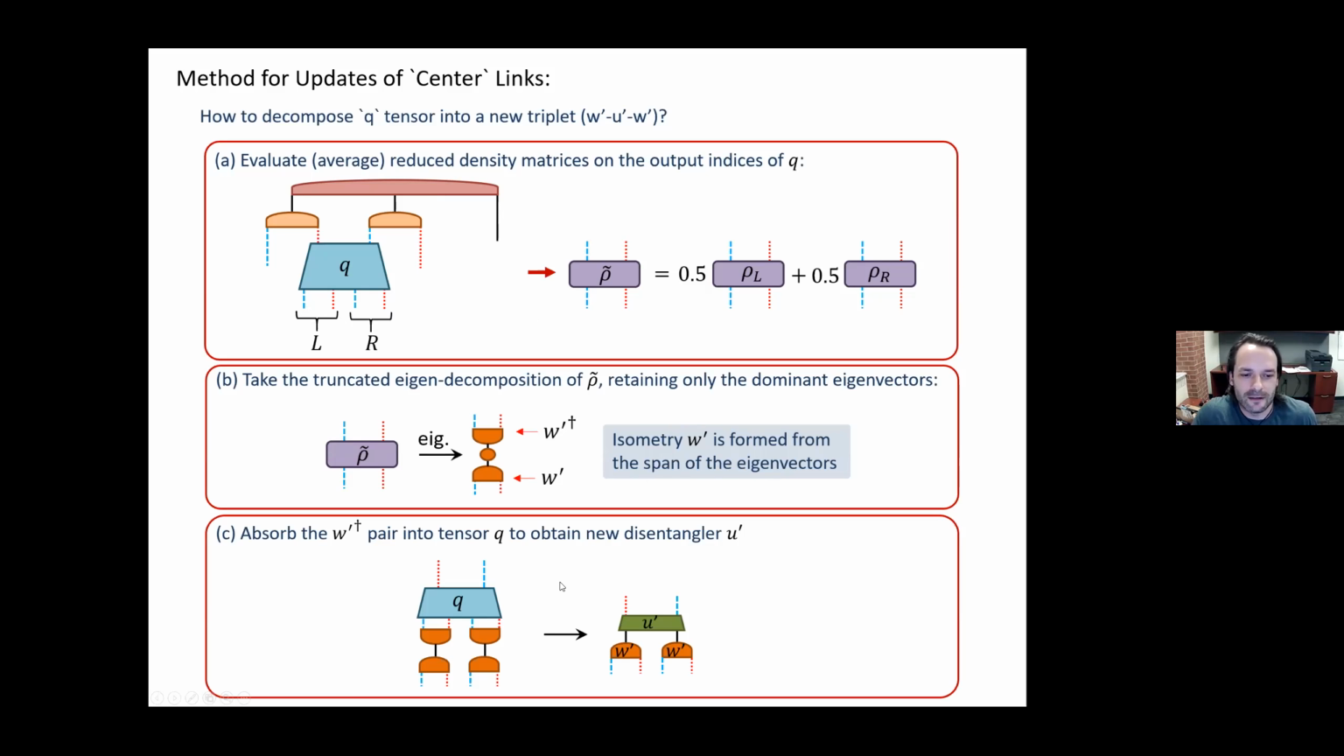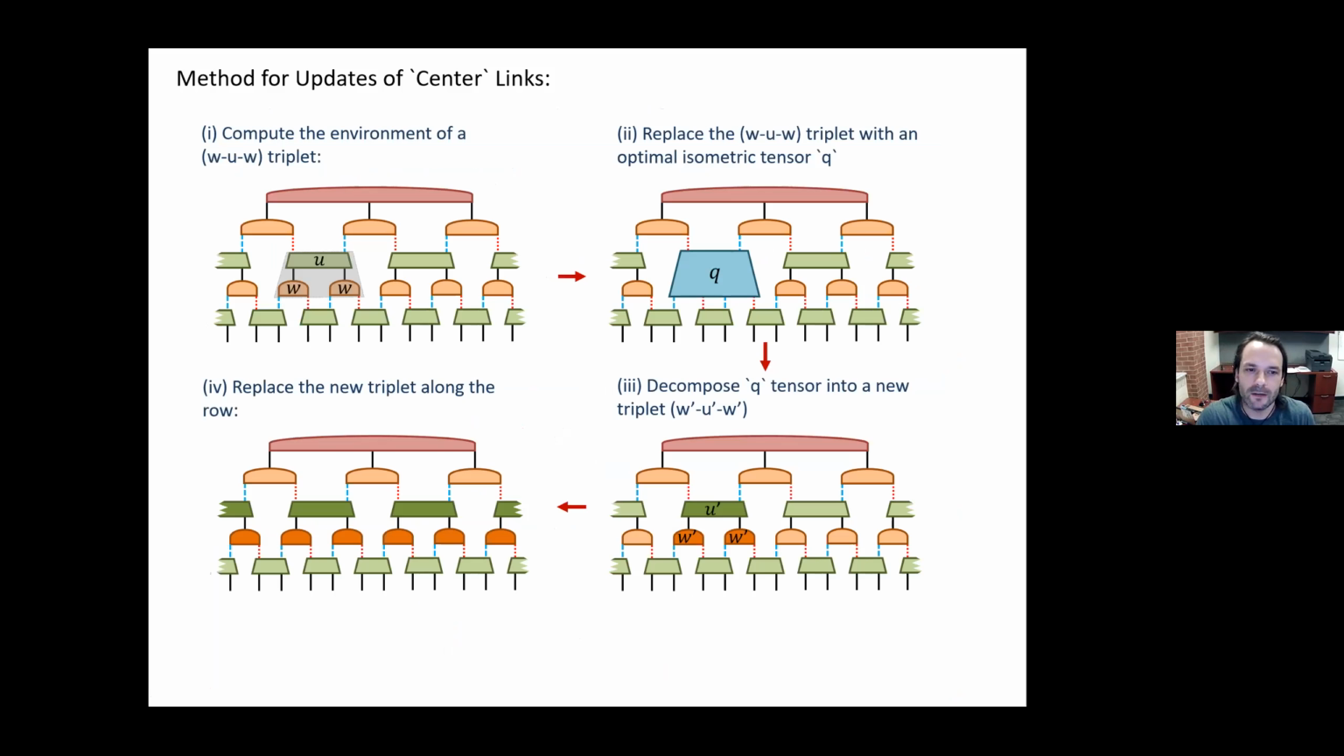And again, I can just absorb these into my Q tensor, and this is my resulting new triplet of W, U, W. It's relatively straightforward to do this, and I can choose the new bond dimension in such a way as to keep some desired accuracy. I can keep all eigenvalues above some cutoff threshold, for instance. Once I have my new triplet, I can just replace it along the row as well. So it's relatively straightforward so far.